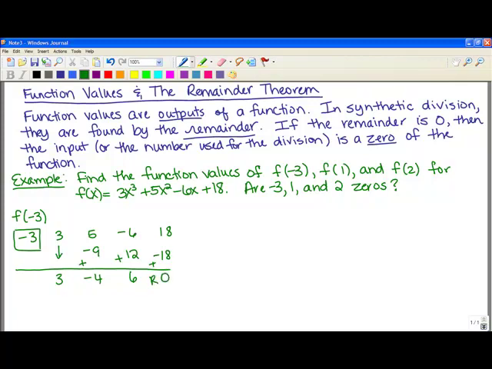So the remainder is always the last number. The remainder is 0. So this means that f of -3 will equal 0. 0, or the remainder, is the same as the output. Since we got 0 for the remainder, that means that the number we used in our synthetic division, which was -3, is a 0 of the function.